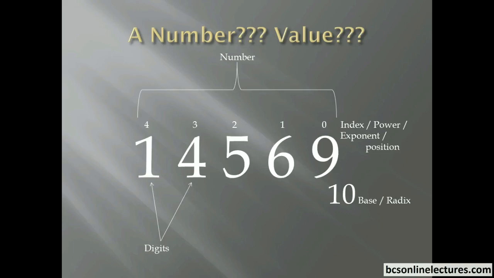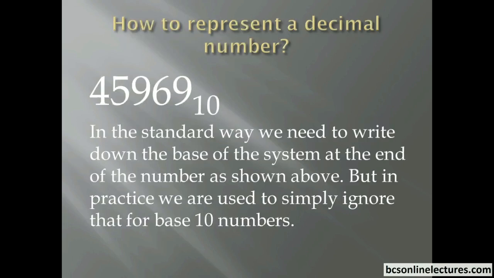So a number or a value should have digits. Digits have position or exponent. A number has a base or radix. This is how we express a number or value. This is common for every number system, not only base 10 number system. How to represent a decimal number? The standard way is we need to write down the base of the system at the end of the number, as shown above. Otherwise we don't know which number system this number belongs to.